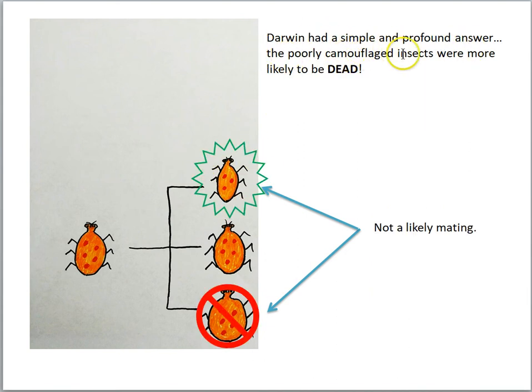The poorly camouflaged insects were more likely to be dead. So this would not be a very likely mating if predators were more often eating the larger insects, the ones with poor camouflage. So the action of predators was creating a situation where you're not going to get the diluting effects of this mating here, because one of those parents is less likely to be surviving than the other.